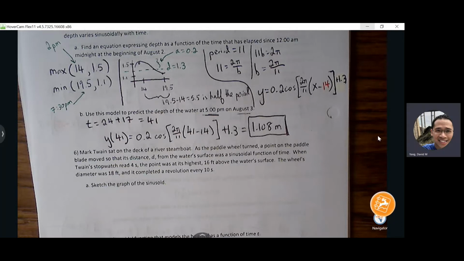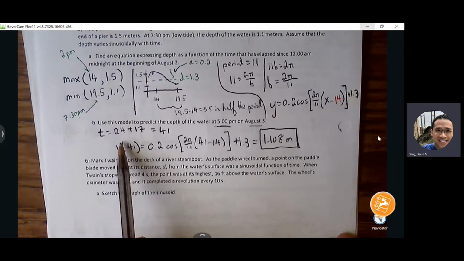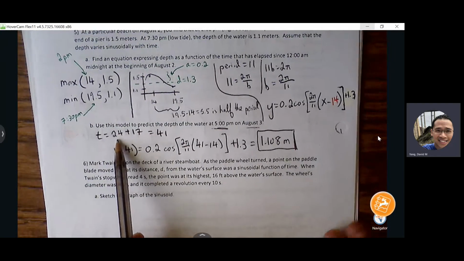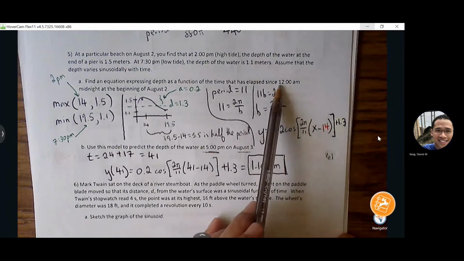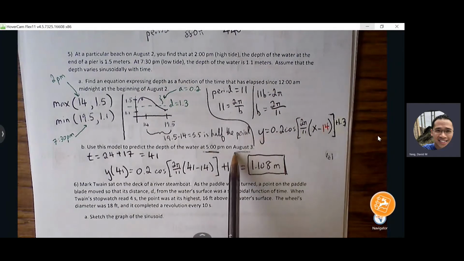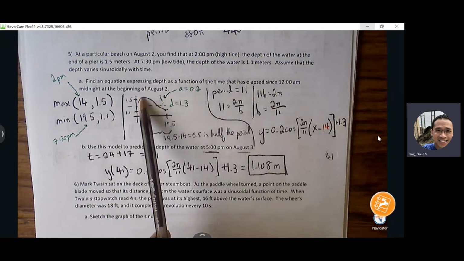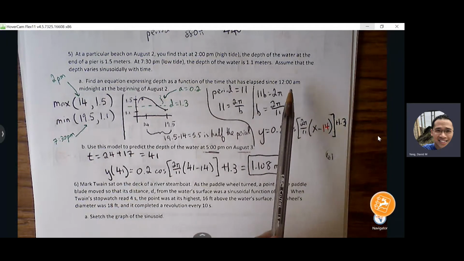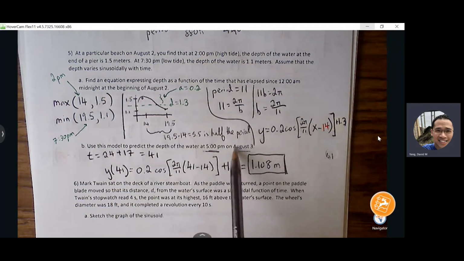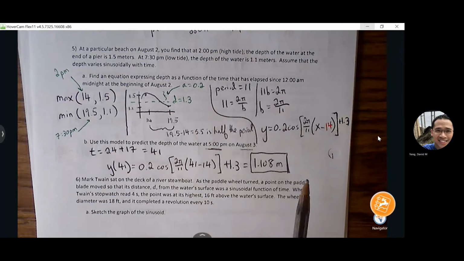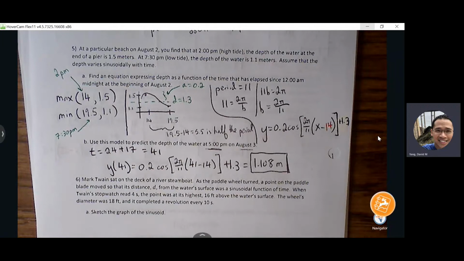I do that 41. Or I do that 24. Oh, how'd I get to 41? So this is 5 p.m. on the following day. So to get from August 2nd to August 3rd, there's going to be 24 hours, right? And then from 12 a.m. on the 3rd, there's another 17 hours that pass. So it's basically a day and a half. So 41 hours.